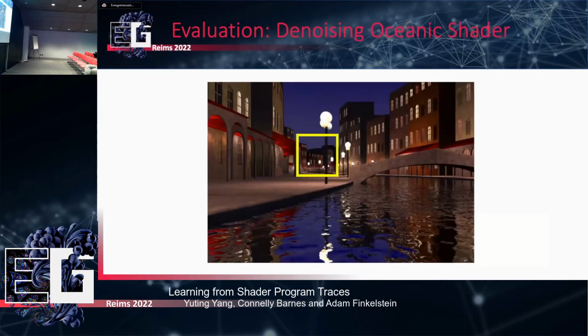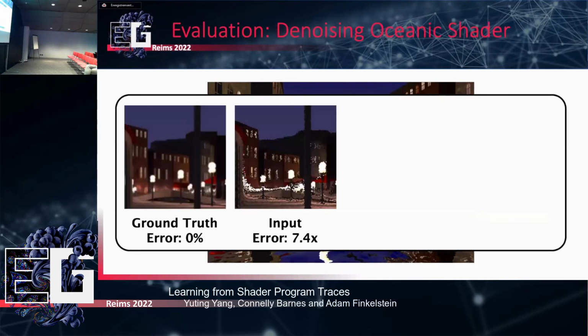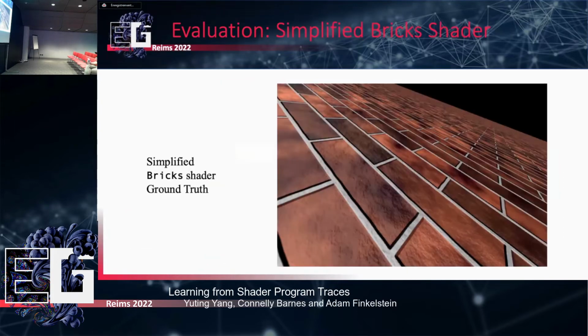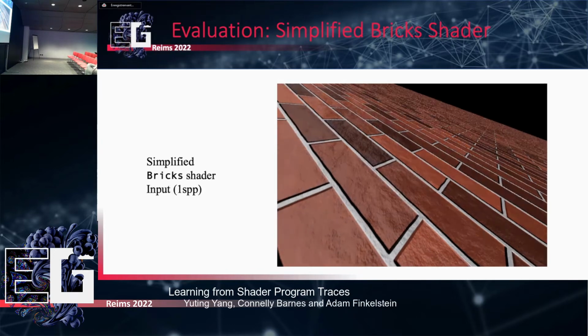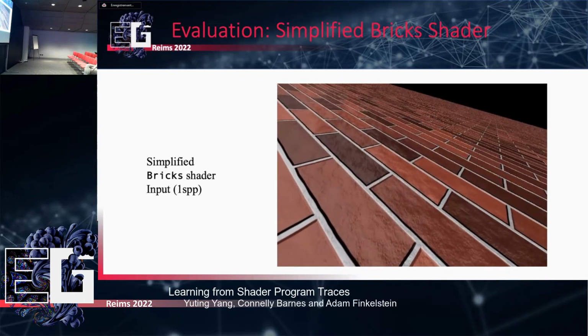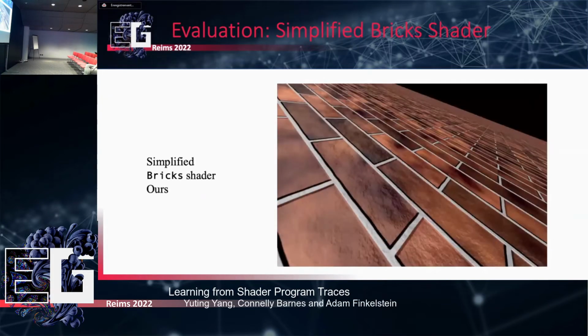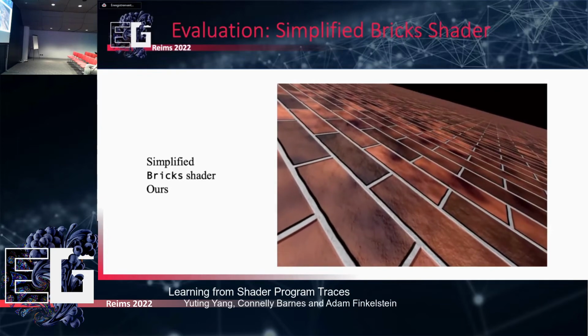Let's take a closer look. Ours better reconstructs the distant buildings, while RGBX has a transparent artifact. This is another example, bricks. The ground truth is the denoised rendering of a more complicated shader, where each tile has a random color variation generated by simplex noise. The simplified shader maps the detailed color variation on each brick tile. Our method recovers the color variation naturally.